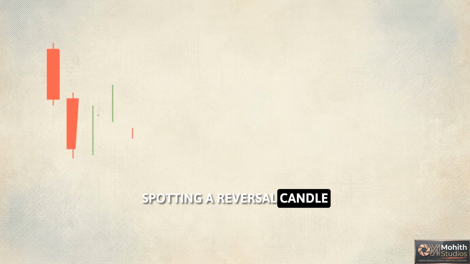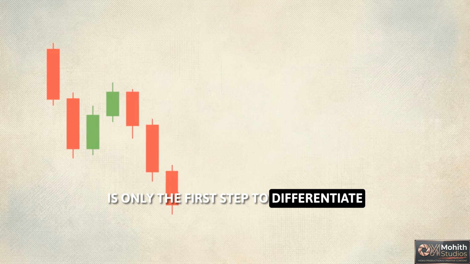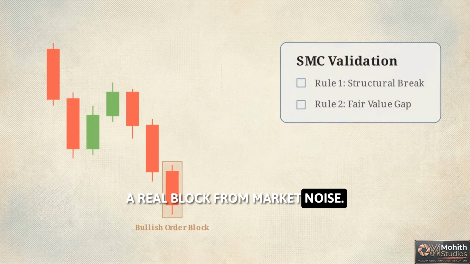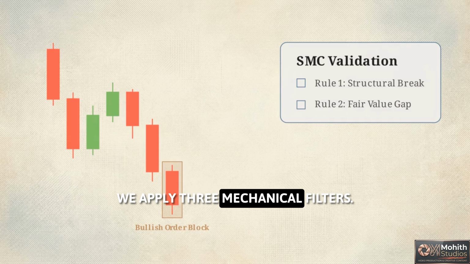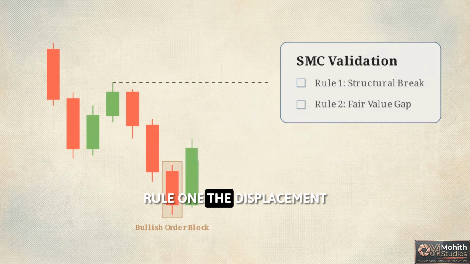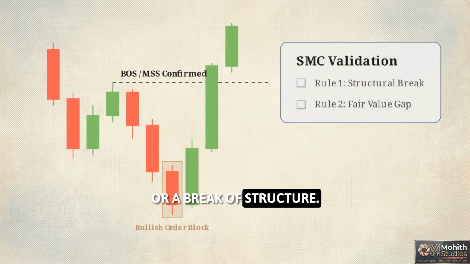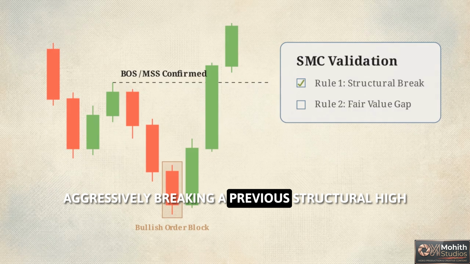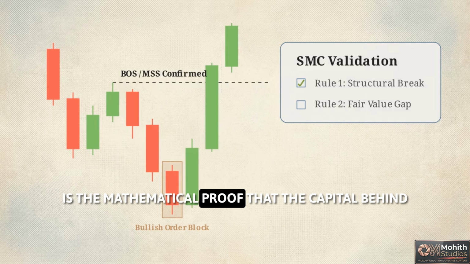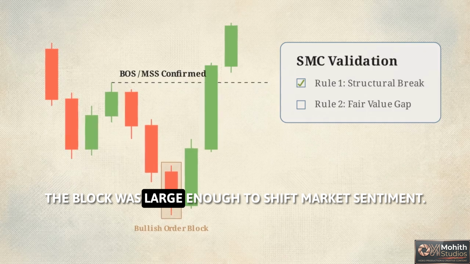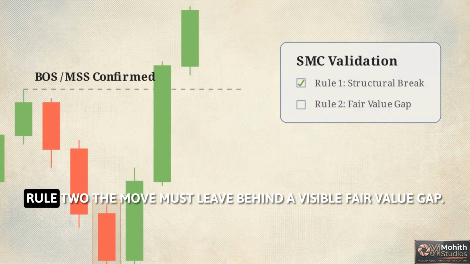Spotting a reversal candle is only the first step. To differentiate a real block from market noise, we apply 3 mechanical filters. Rule 1. The displacement must cause a market structure shift or a break of structure. Aggressively breaking a previous structural high is the mathematical proof that the capital behind the block was large enough to shift market sentiment.